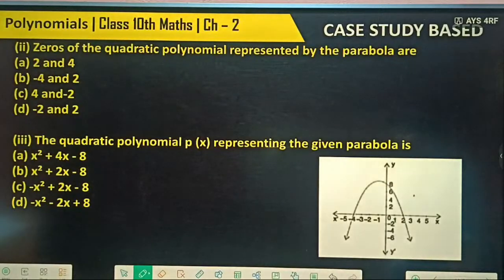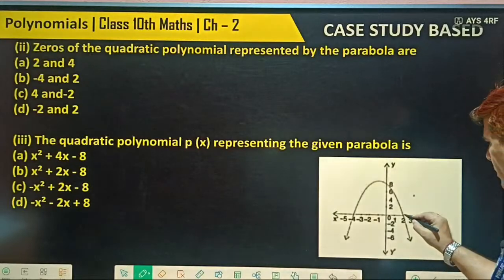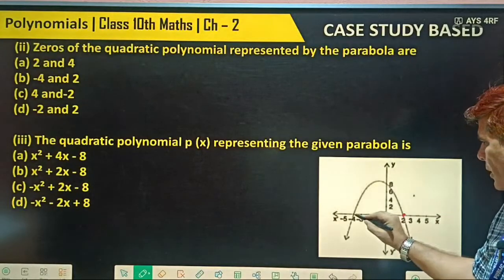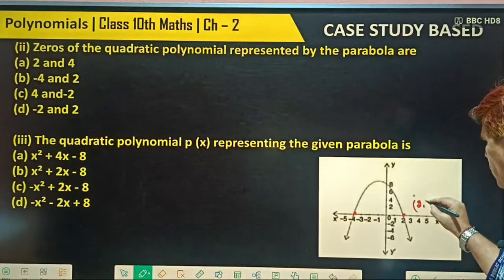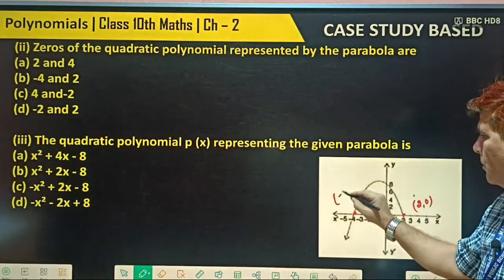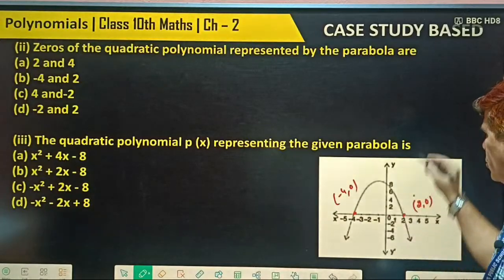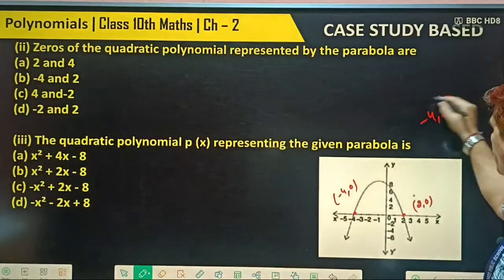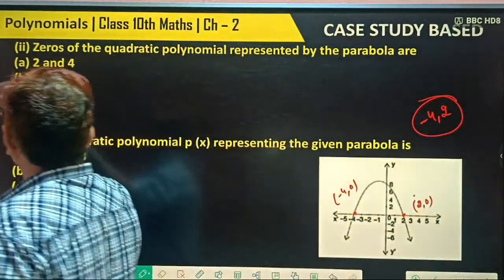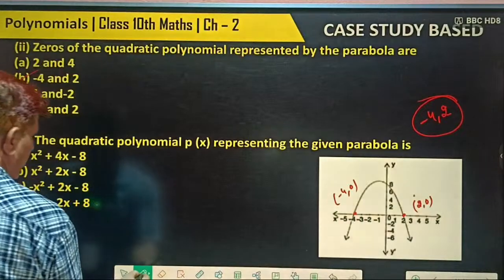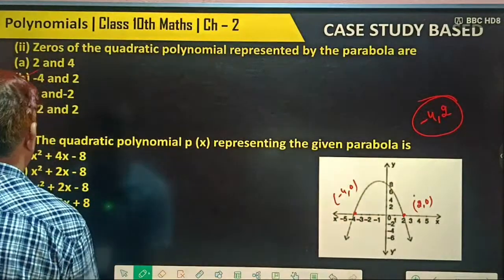Zeros of the quadratic polynomial represented by the parabola are. So you can write like this. It's cutting the x-axis at this point and this point. So what are the coordinates of this? 2, 0. What are these? -4, 0. So zeros are what? -4 and 2 are the zeros of this quadratic polynomial. So what's your answer? B is your answer.